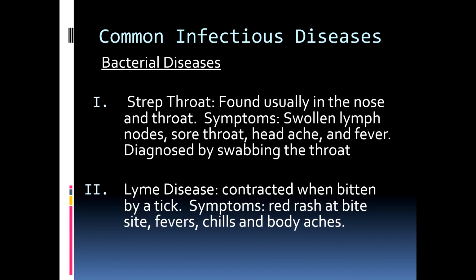So we're going to talk about different examples of infectious diseases caused by different pathogens. The first thing we're going to talk about are bacterial diseases. So strep throat is the most common bacterial disease, and it's found typically in the nose and throat. And some symptoms would be swollen lymph nodes, a sore throat, headache, fever, and it's diagnosed by swabbing the throat. So they actually take cultures, and we'll have to see if there is a bacterial infection.